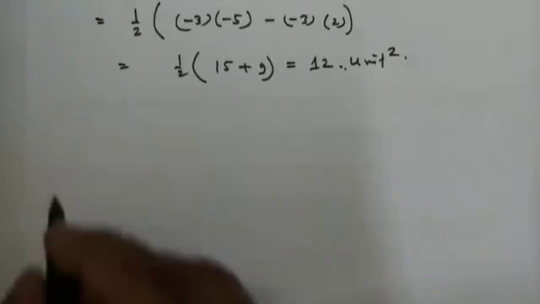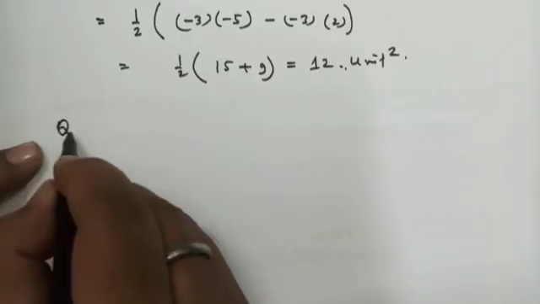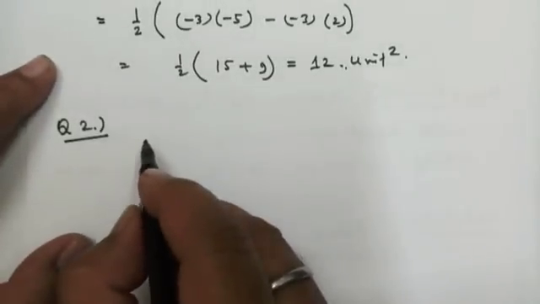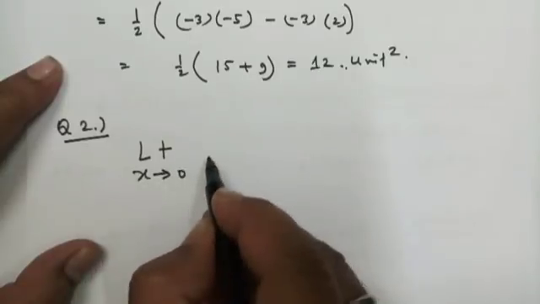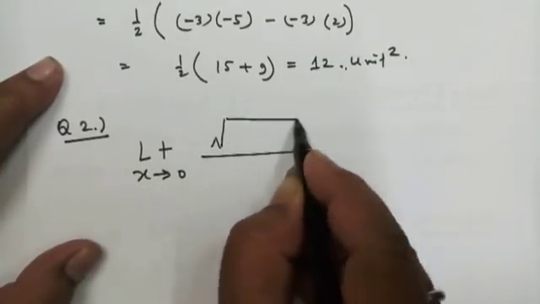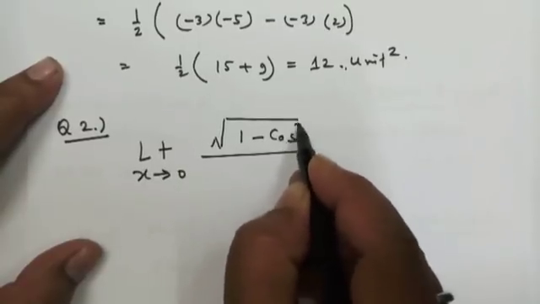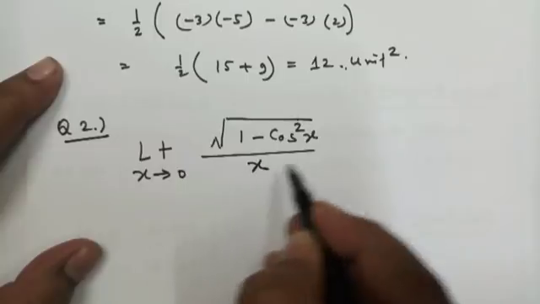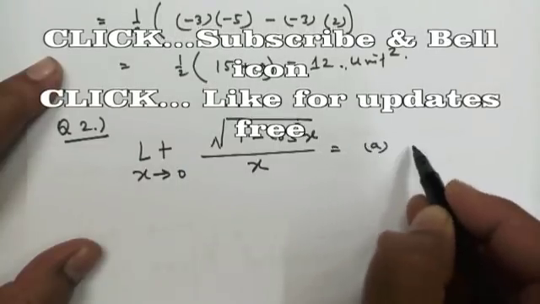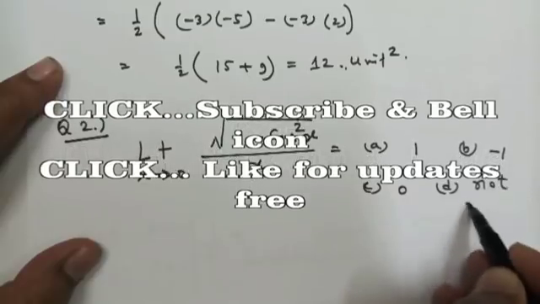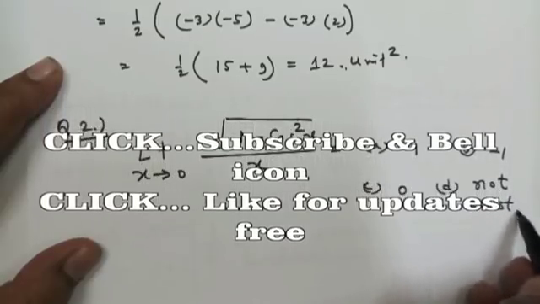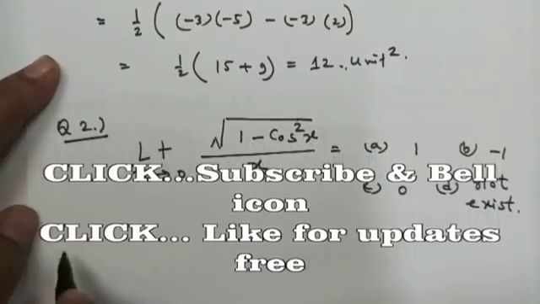Okay, let's move to question number 2. Question number 2 is: limit x tends to 0 of under root of 1 minus cos square x upon x. Options are A is 1, option B minus 1, option C 0, and D is not exist. Which option is the correct option?